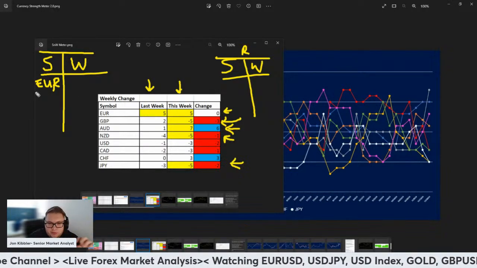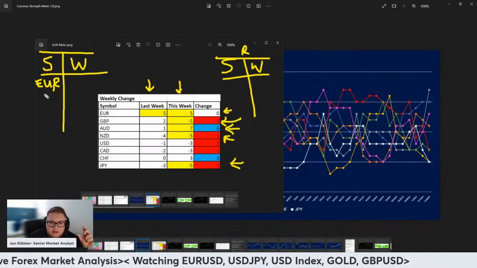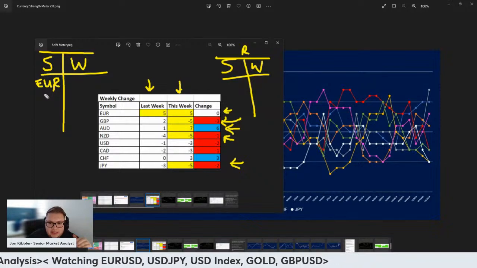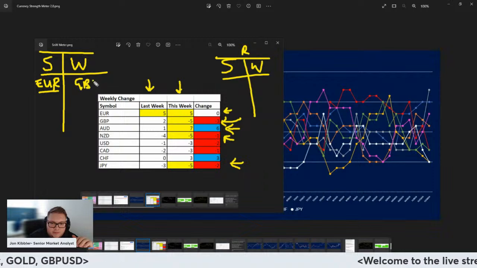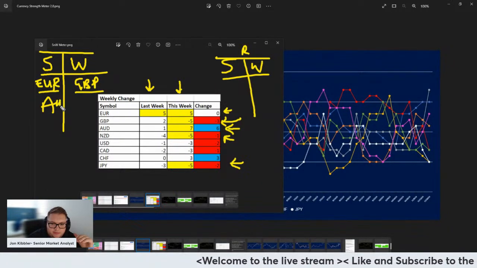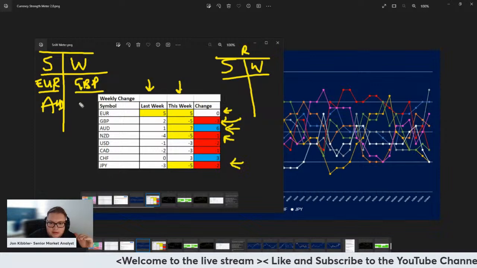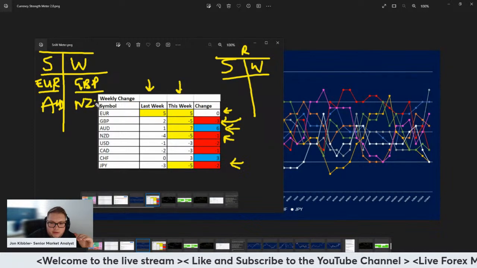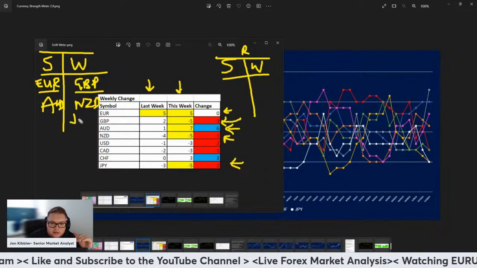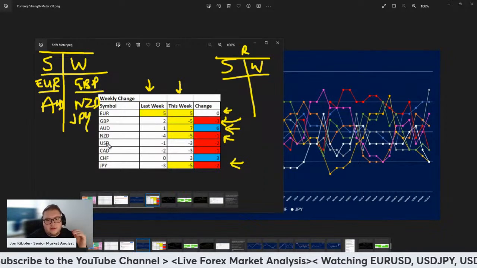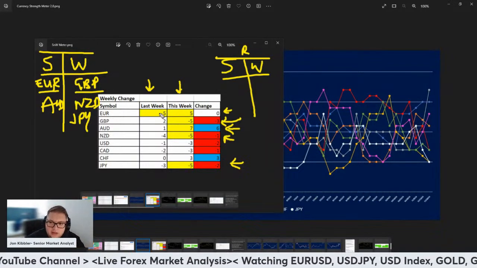But just from the weekly change, I can see that the euro was not necessarily getting stronger anymore, but was being a strong currency. I can see that the pound has been a weaker currency. I can see that the Aussie has been fairly strong. Kiwi, a weak currency. Yen, a weak currency. So that's how I'd look at that going into this week.